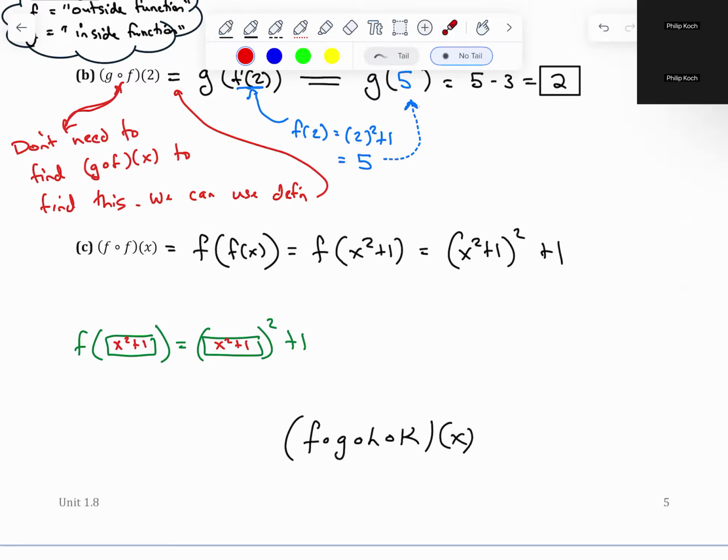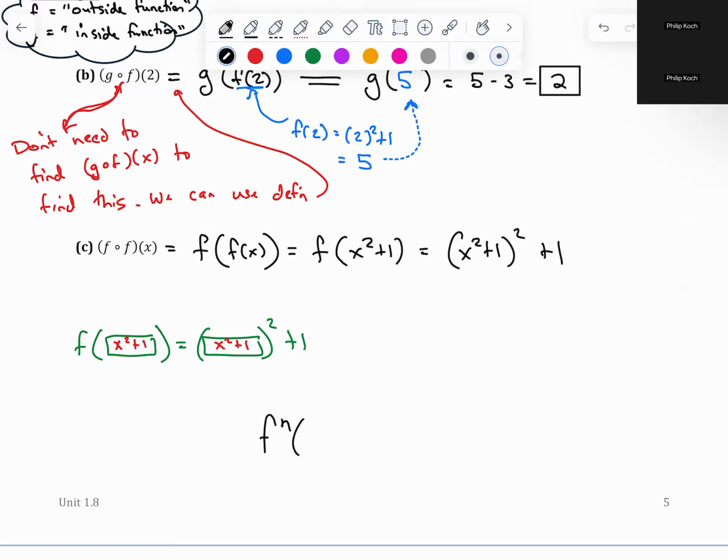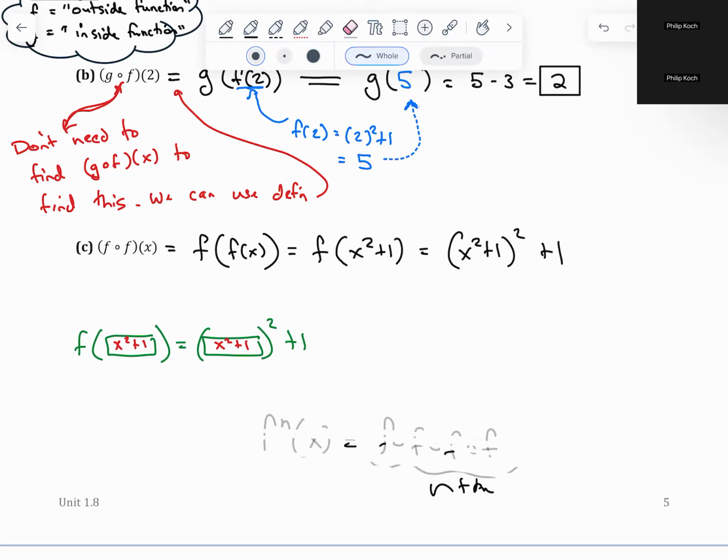So in fact, one of my functions, like we had to define f^n of x to mean f composed with f composed with f composed with f, n times. And we do that all the time in mathematics just because we're bored. Honestly, that's really what it is. But anyway, we can leave it like that.